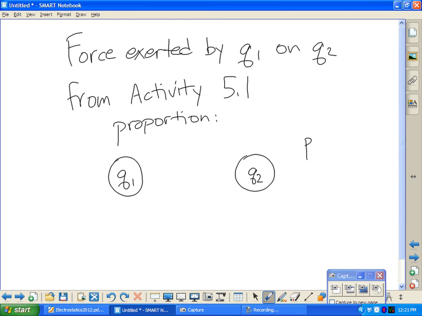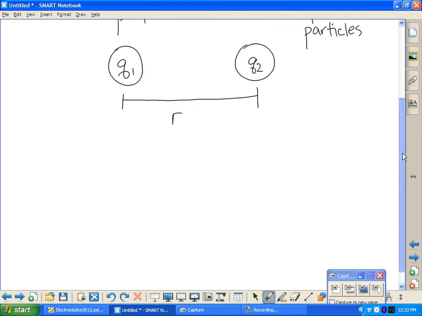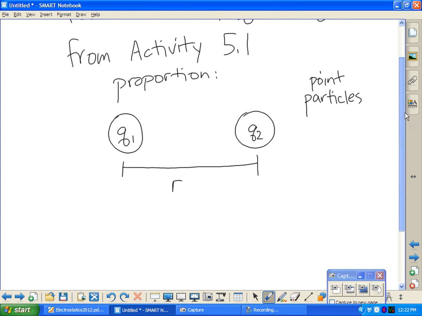important that both of these charged objects are treated as point particles. In other words, their size is very small compared to the distance between them, or they're perfect spheres. And if you separate these two objects by a center-to-center distance of r and measure the force that one exerts on the other, we see the following proportion.